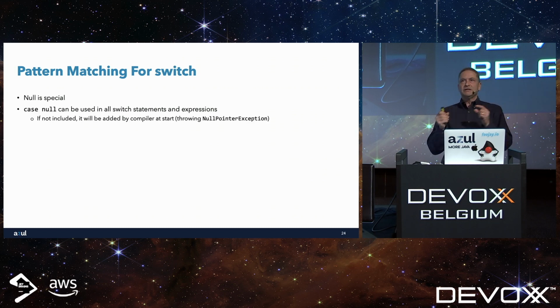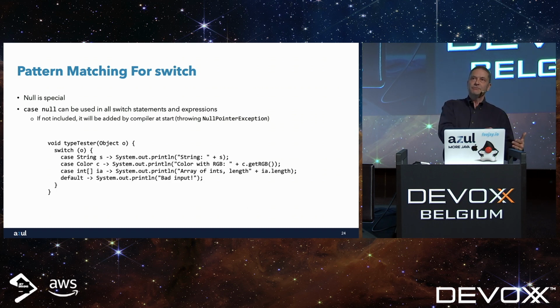So null is a little bit special in this case. As I said, they've introduced the idea of a special null case that you can test. But if you don't include that, then the compiler will effectively do it for you in order to maintain backwards compatibility with the way things have worked before.